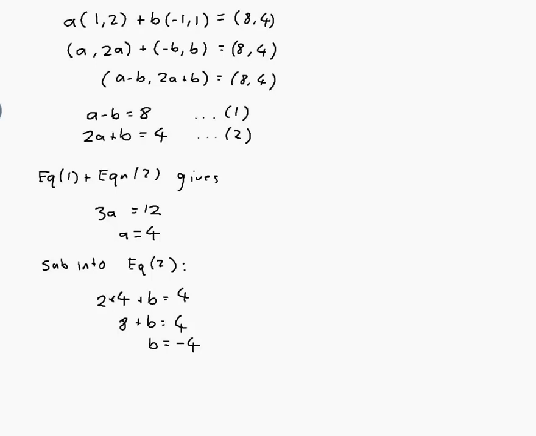So the question said, are there numbers such that that equation holds? Yes, there are. They're 4 and minus 4. So yes, the numbers A and B exist. In fact, A is 4 and B is minus 4. And that's the end of the question.